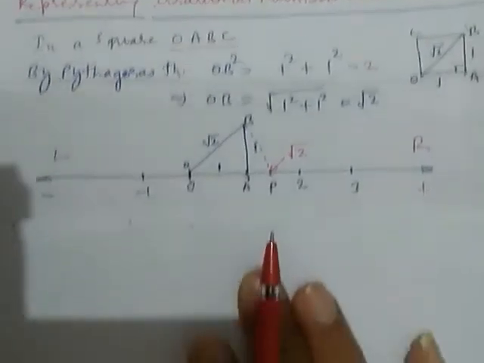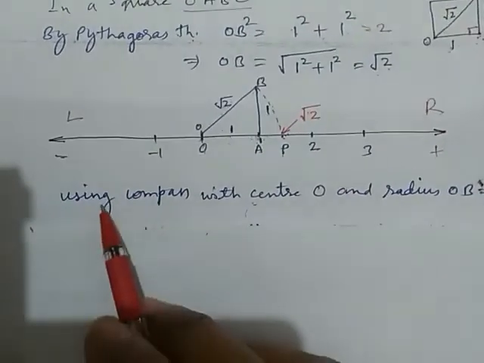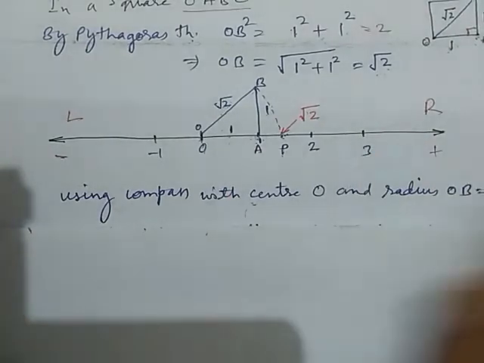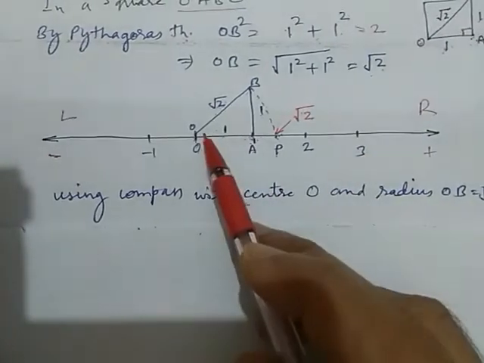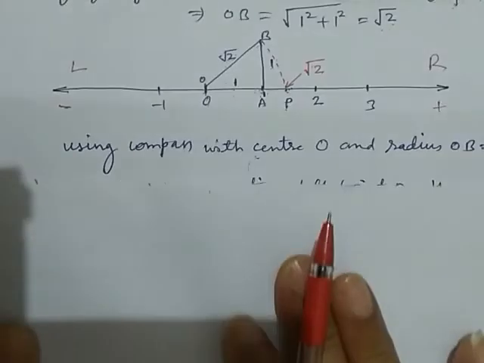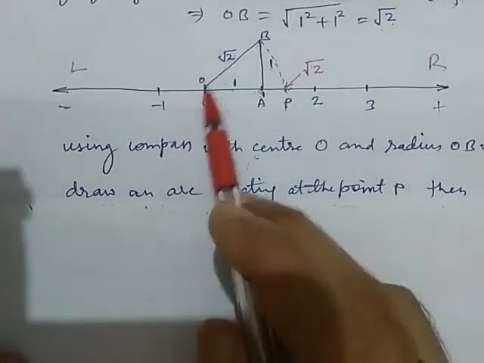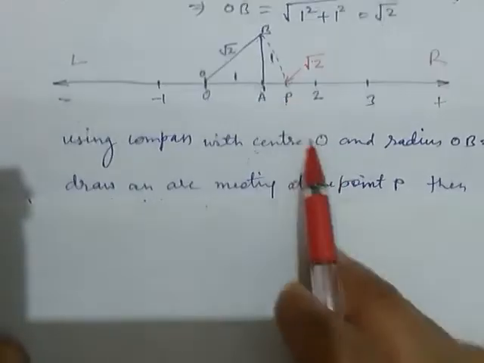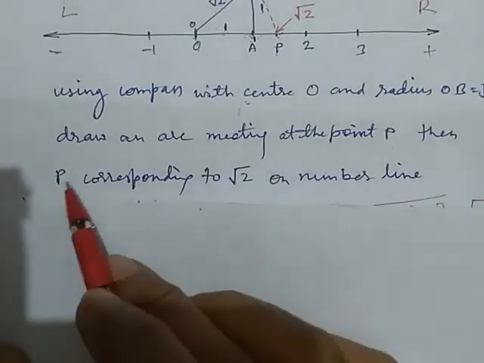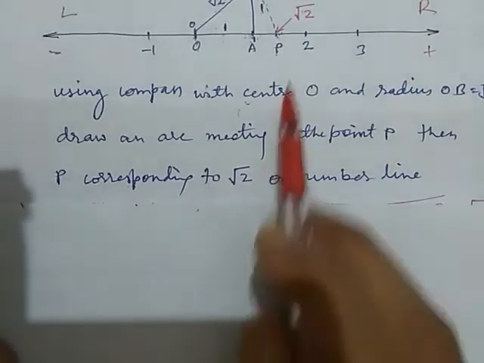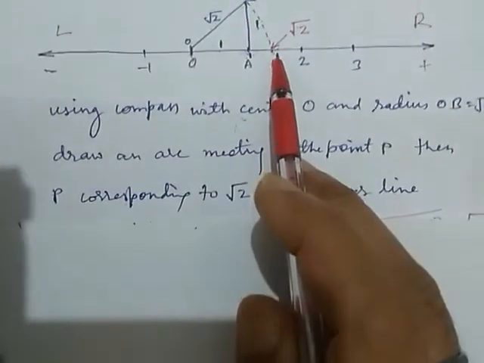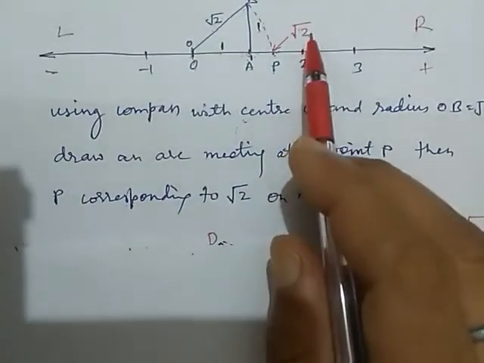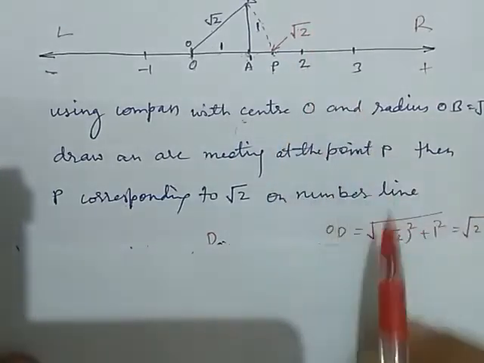Now we learn more. Using a compass with center O and radius OB equal to root 2, we draw an arc meeting at the point P. Then P corresponds to root 2. This way on the number line we can represent root 2, root 3, root 5 and so on.